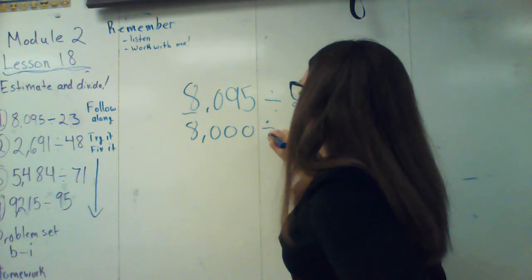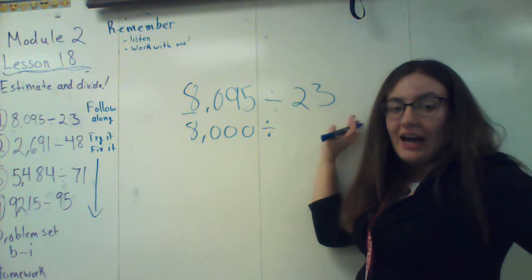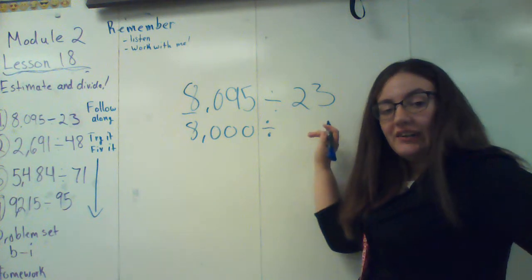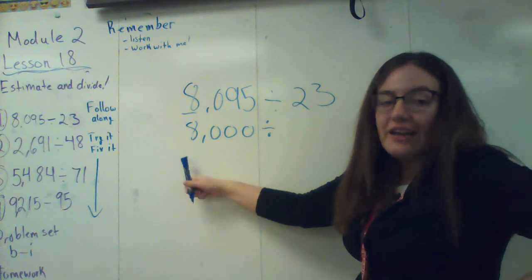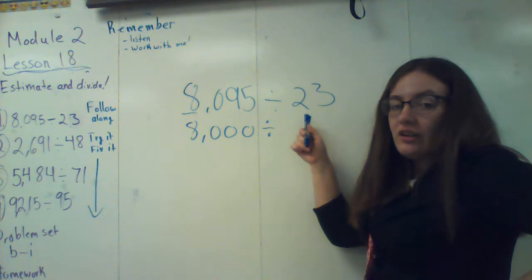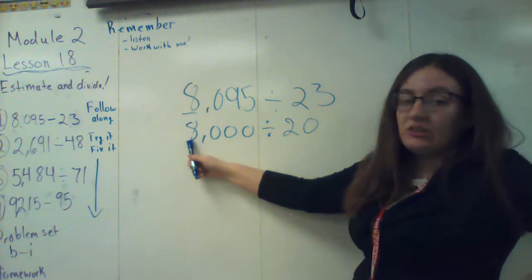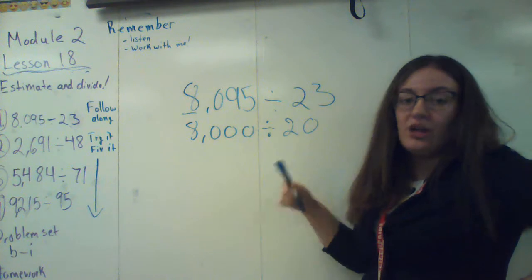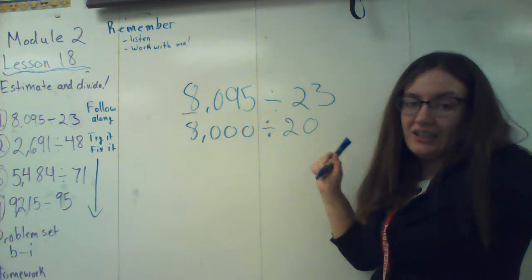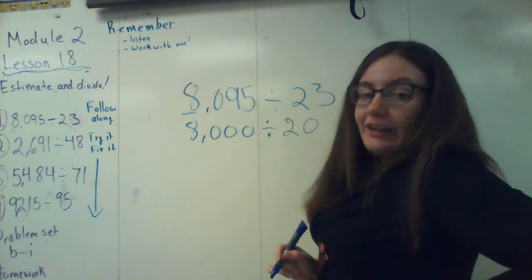So I'm going to write my division sign, and then I'm going to look at 23. Now when I look at 23, I think, okay, should I round this down or should I round to somewhere else so that it can be easily divisible by 8? Now I know that if I were to round this to 20, I can easily do 8 divided by 2. So I'm going to round 23 to 20, and that's where it normally would round as well. So I have 8,000 divided by 20.